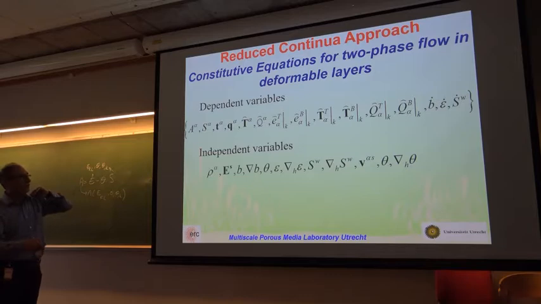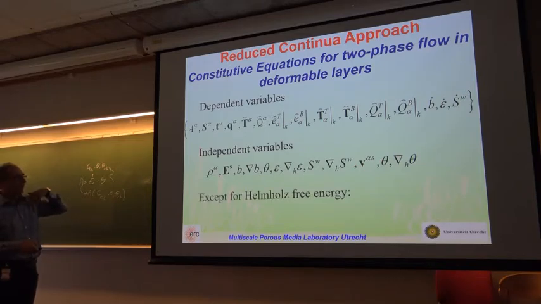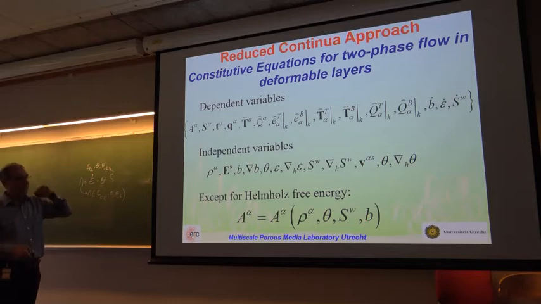And these are functions of independent variables, which for a deformable layer is the densities of phases, the deformation tensor of the solid phase, the thickness, gradient of thickness, temperature, porosity, gradient of porosity, gradient of temperature. All the gradients are only planar gradients. Saturation is gradient, and the velocity of alpha phase with respect to solid phase. And we define for the Helmholtz free energy a limited dependency instead of all this full list, only on density, temperature, saturation, and potentially the thickness.